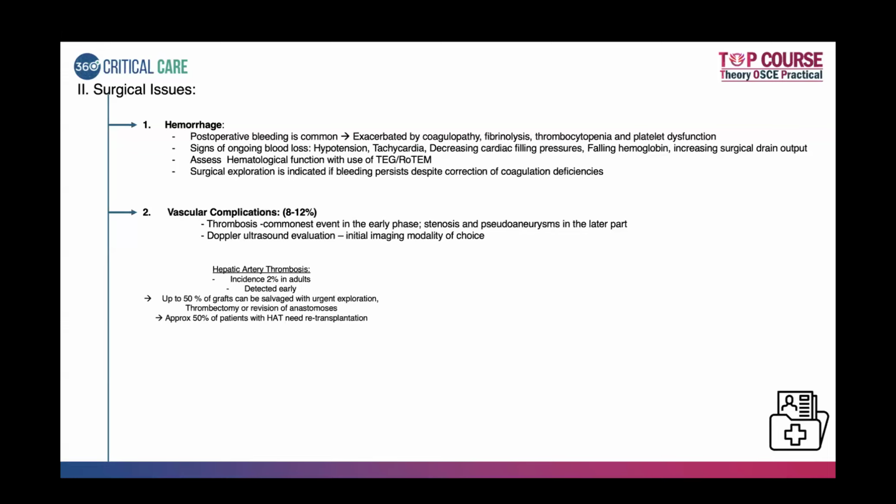The incidence is about 2%. It can be detected early, and up to 50% of the grafts can be salvaged with urgent re-exploration, thrombectomy or revision of the anastomosis. But unfortunately, about 50% of patients with hepatic artery thrombosis eventually need a retransplantation.